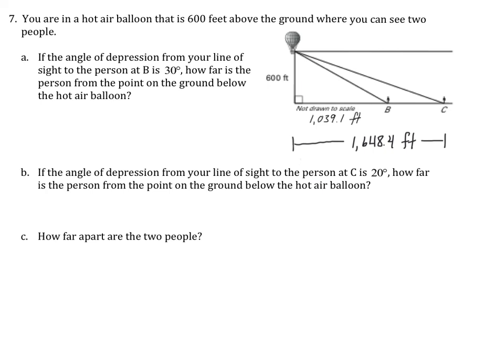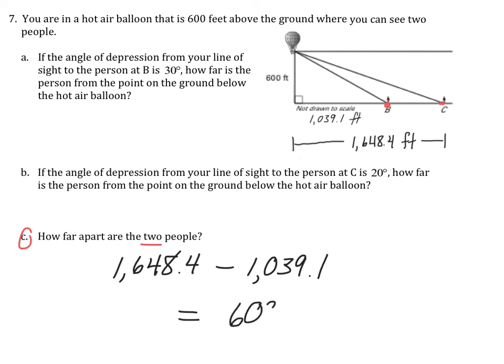Now the last part of this question, C wants to know how far apart the two people are. So how far is it from point B to point C? Well, the total distance from the person at point C to that point below the hot air balloon is 1,648.4 feet. And I'll subtract the distance from that point to the person at point B, which gives me a total distance of 609.3 feet.